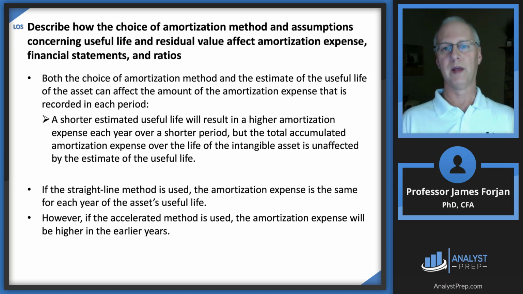Now, the choice of amortization method, and this is similar to what that earlier LOS told us, of course is going to affect the financial statements. A shorter useful life means higher amortization expense each year over a shorter period. But the total accumulated amortization expense over the life is probably going to be unaffected. If the straight line method is used, then it's fixed just like it was with depreciation. If an accelerated method is used, then it'll be higher in earlier years.